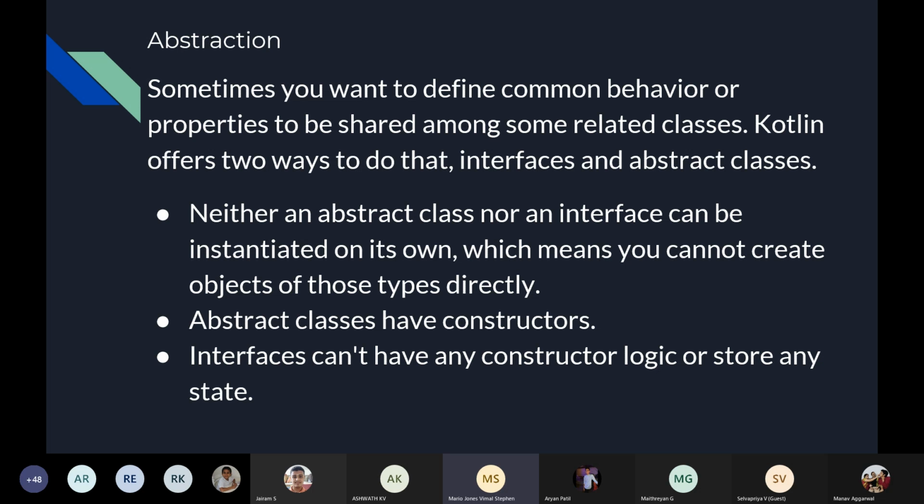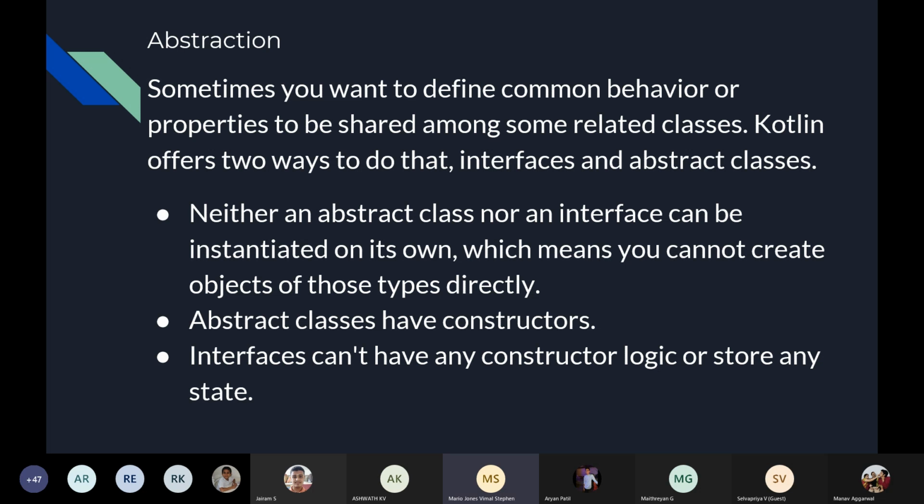So what you do is you tell that this is the behavior that is expected, and you don't care about the implementation of what is happening or how it is done. That is basically what abstraction means. Sometimes you want to define common behavior or properties to be shared among related classes. So Kotlin offers a way to do that, and it gives us two ways: one is interfaces, and the other is abstract classes. These might sound confusing at first, but let's look at them closely.